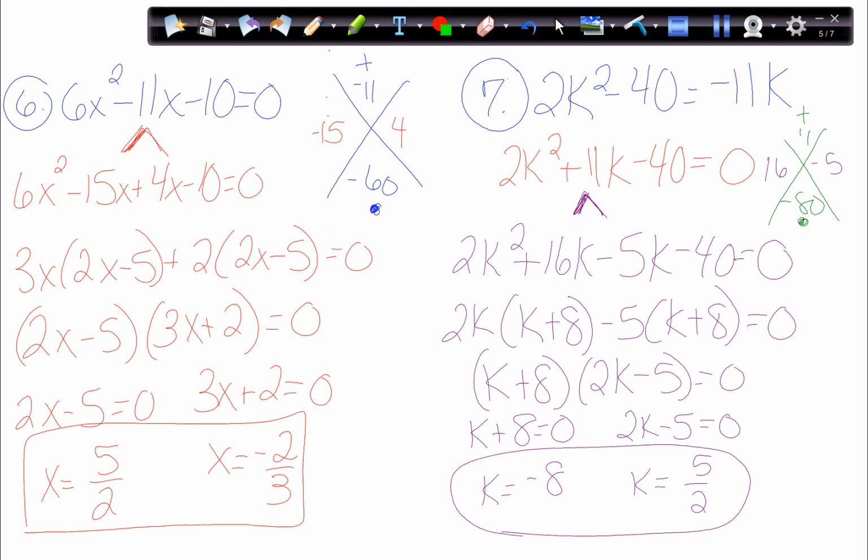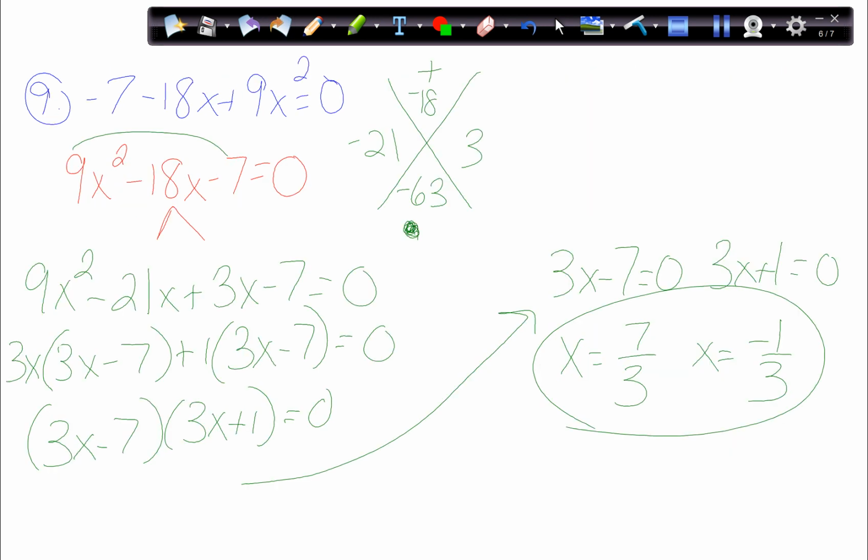Okay, there's your answers for 6 and 7. And again, if you need to look through some of the work, you can just hit pause and do that. Sometimes the hardest part, again, is just finding the numbers that you need to complete the diamond. And then there's 9.